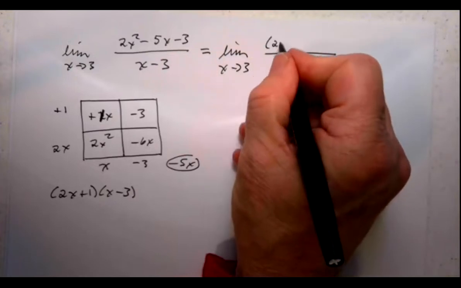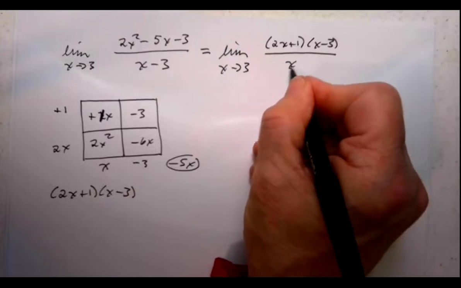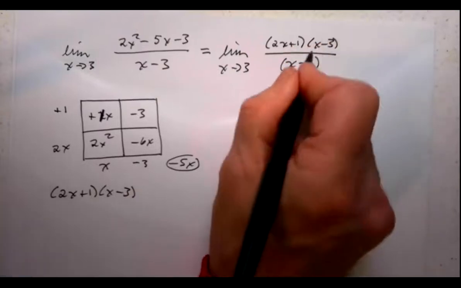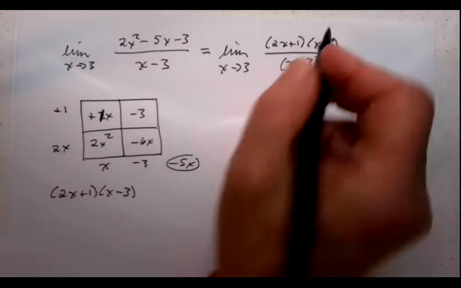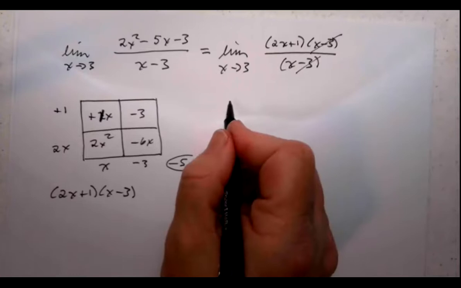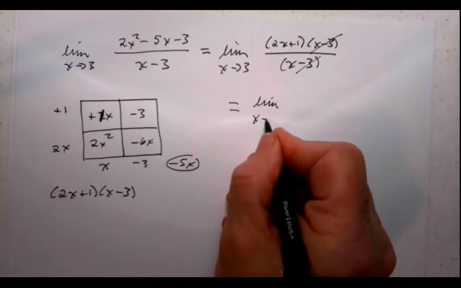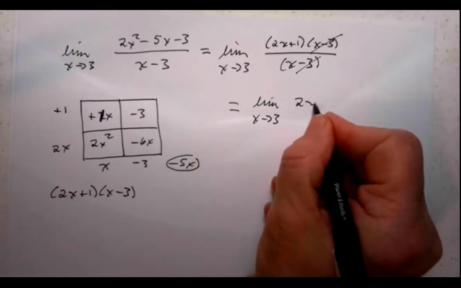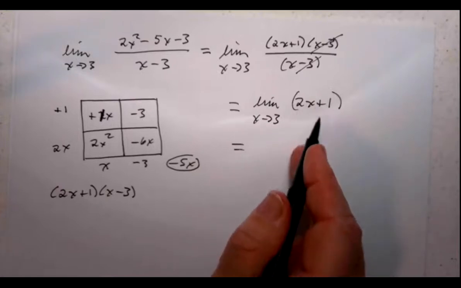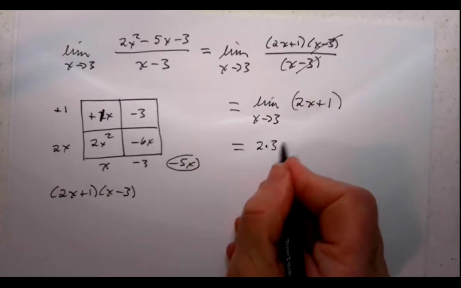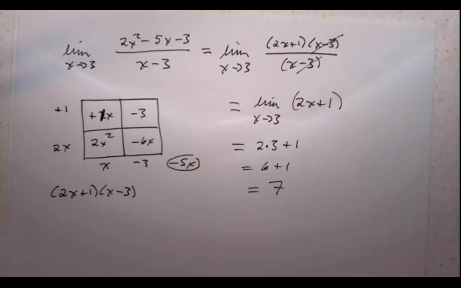So this limit will be the same as the limit as x approaches 3 of what? Upstairs, 2x plus 1 times x minus 3, downstairs x minus 3. Again, I want you to recognize 3 is not allowed. If I graph this, I would not see a value with 3. However, that x minus 3 divides out. And now we have the limit as x approaches 3 of 2x plus 1. This is a polynomial. It is continuous. I can plug the 3 in and say 2 times 3 plus 1, 6 plus 1 is 7.